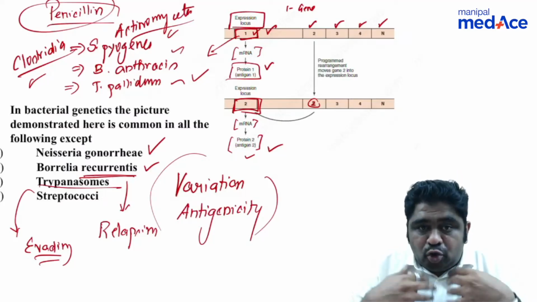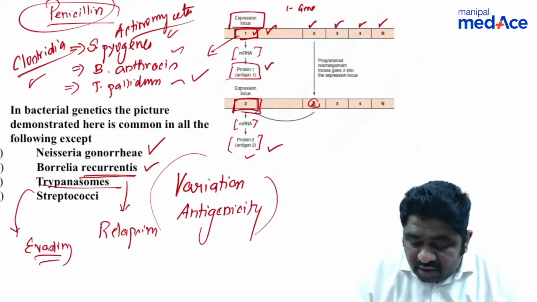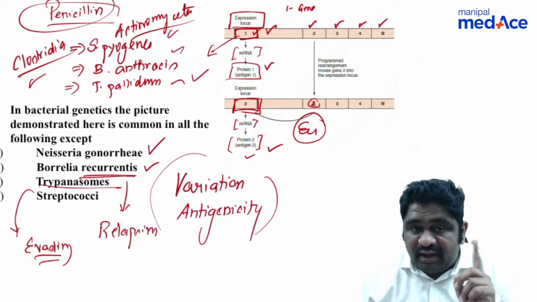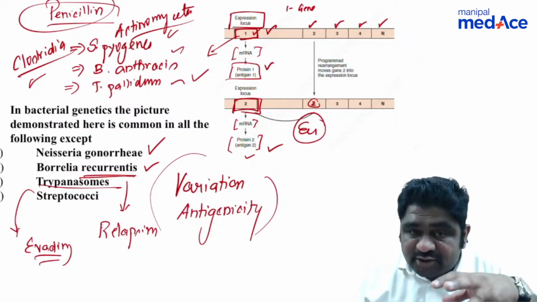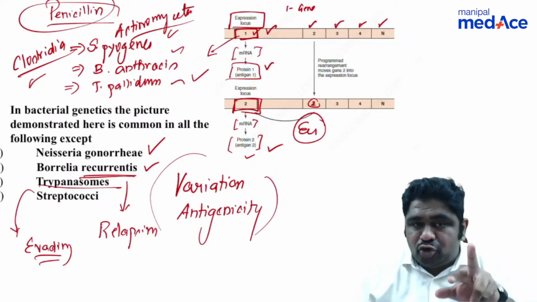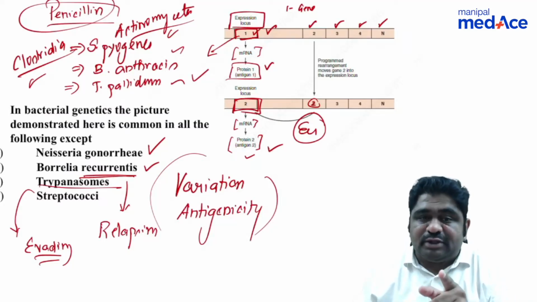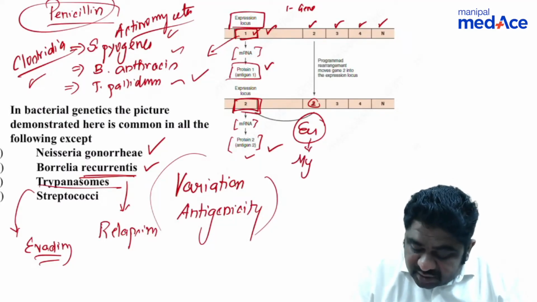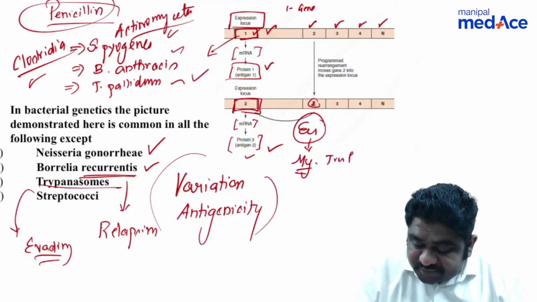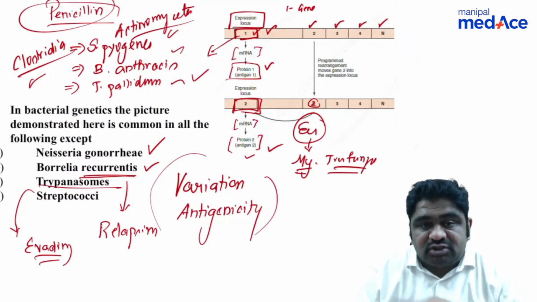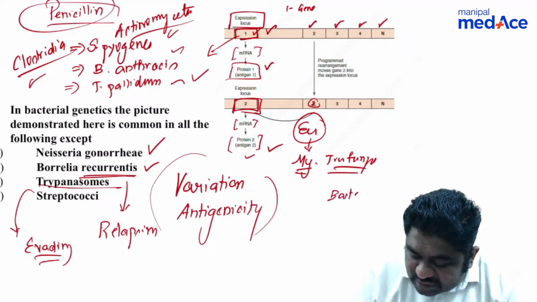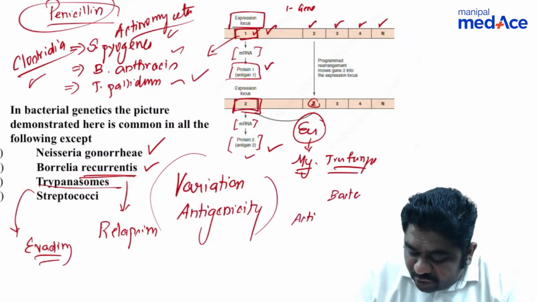Eumycetoma means true mycetoma? No. I repeat, the word eu may speak about true, but when I say eumycetoma, it does not mean we are speaking about true mycetoma. If eumycetoma meant true mycetoma, then actinomycetoma would be a false mycetoma, right? No. Eumycetoma means the mycetoma that is caused by a true fungus. If a true fungus causes mycetoma, it is called eumycetoma, while a false fungus, like a bacteria causing mycetoma, is called actinomycetoma.